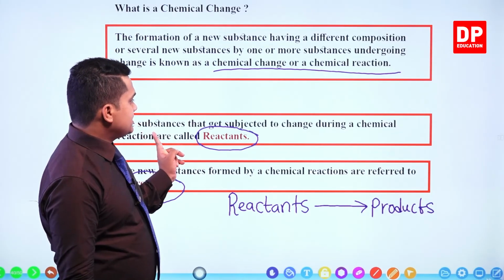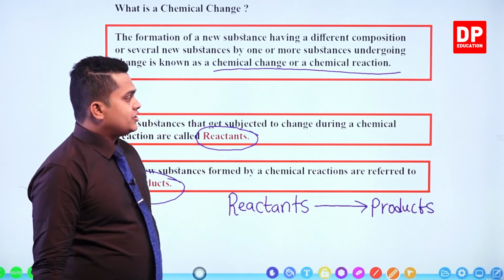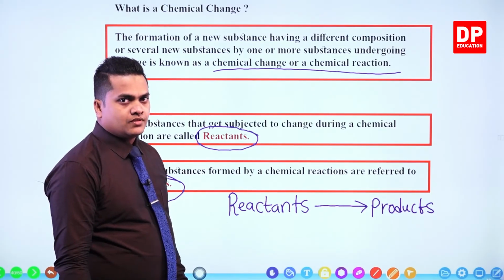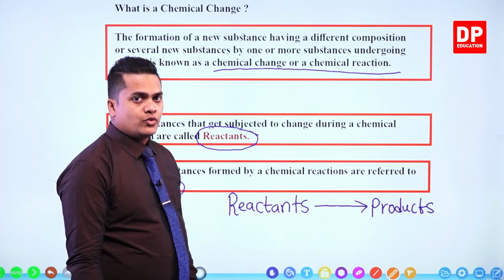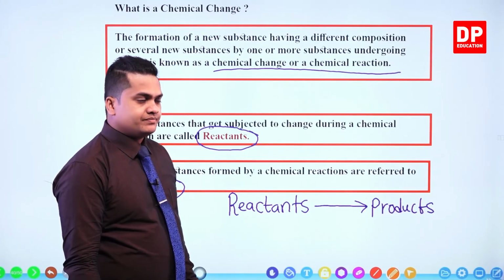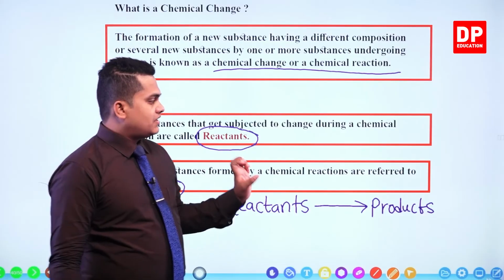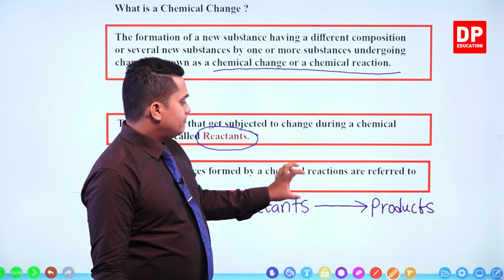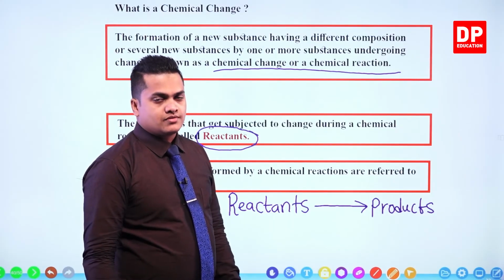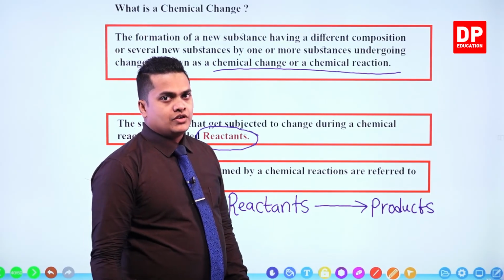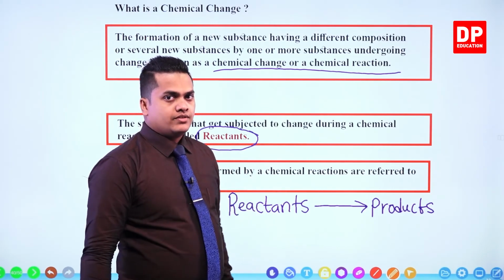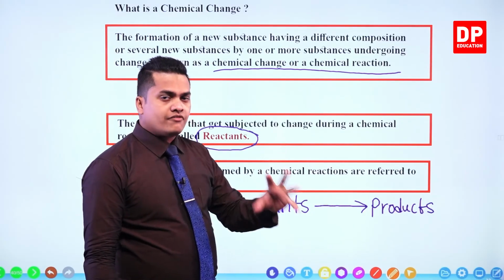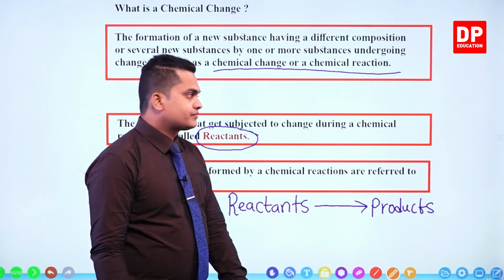Reactants are the substances which are subjected to change during a chemical change. The initial substances, first and foremost substances that we enter into the system. The new substances are the ones which are referred to as products. So products are created by chemical reactions. So reactants and products: reactants are the initial substances, products are the new substances created after the chemical reaction.